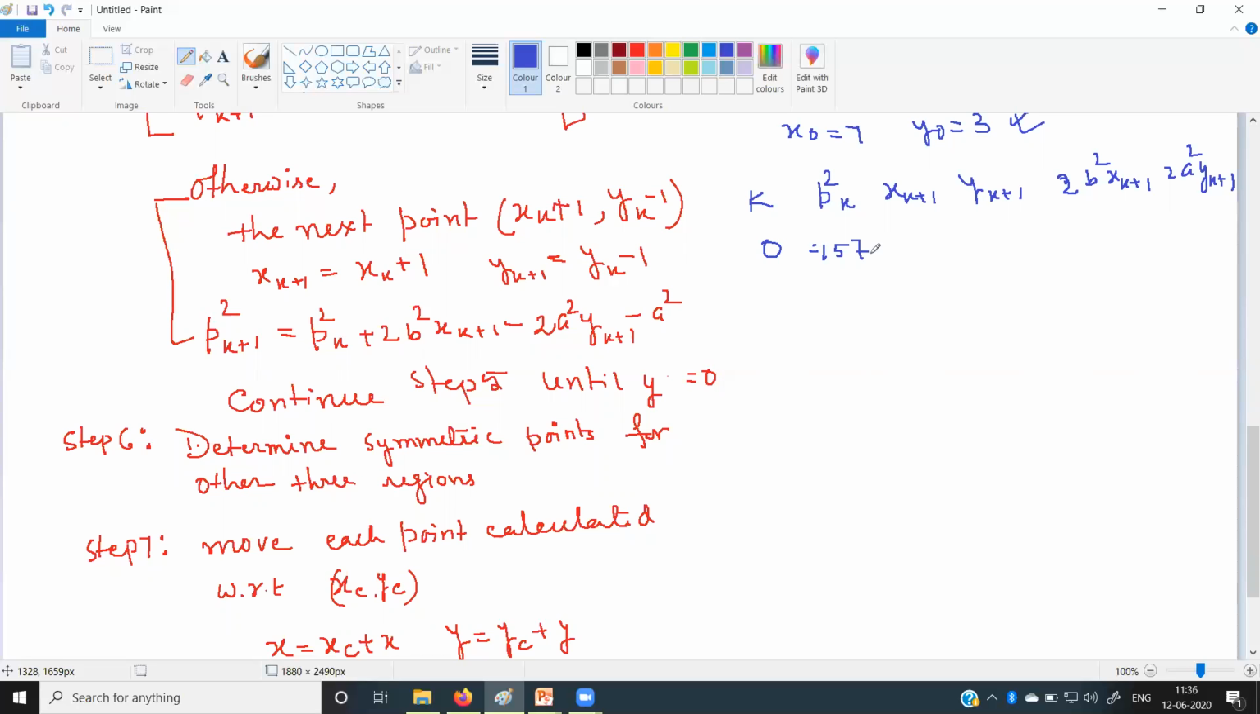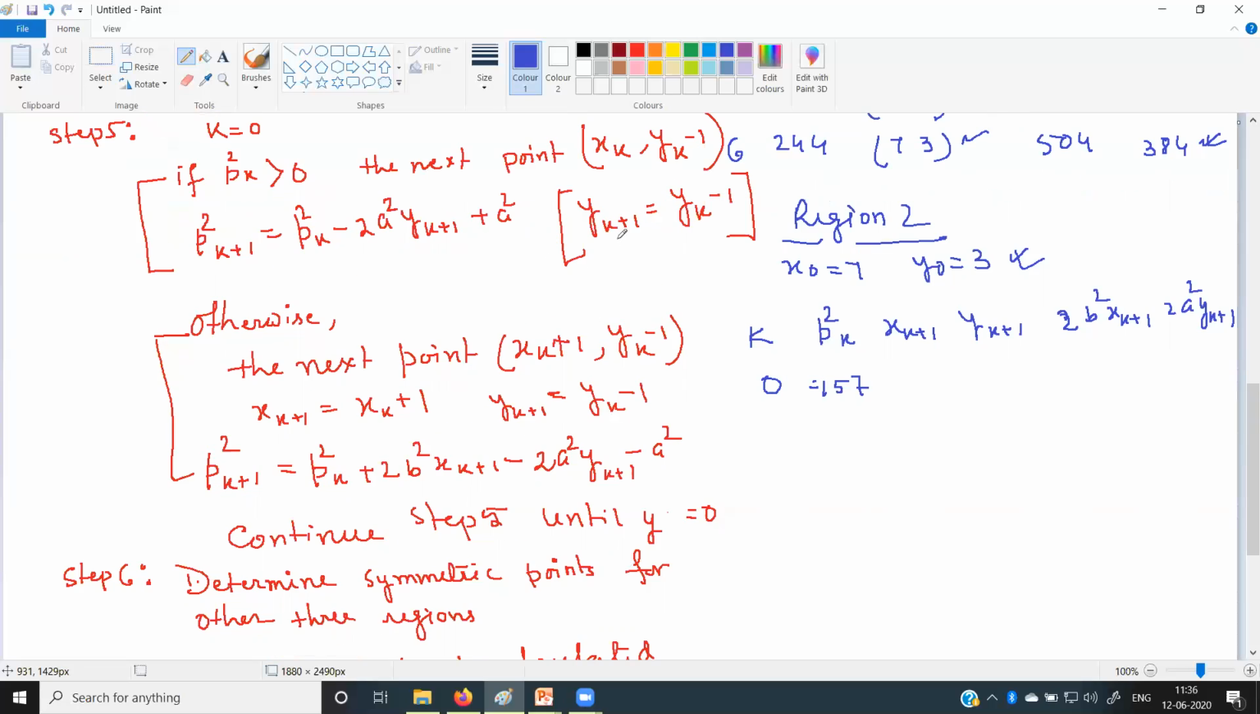As the value is less than 0, the next x will remain xk and y will be decremented by 1. Sorry, if it is less than 0, we have to consider the second one: x will be incremented by 1 and y will be decremented by 1. So x will be 8, and y was 3, it will be 2. We compute based on the values of xk plus 1 and yk plus 1, and you get the value 576 here and 2556 here.